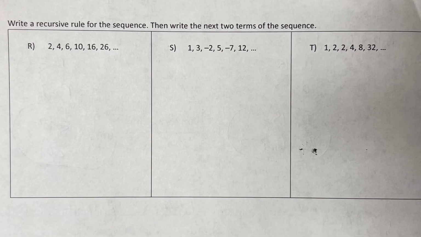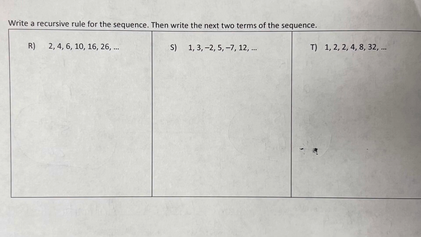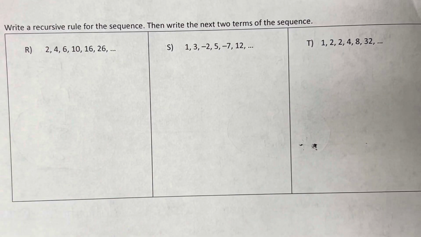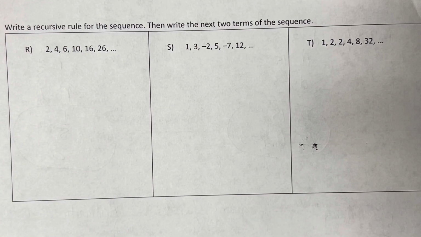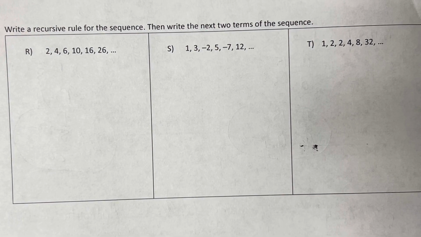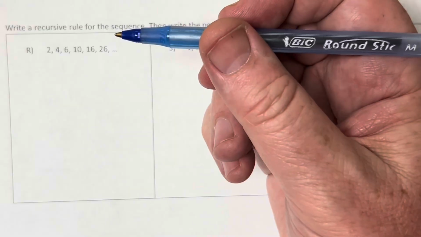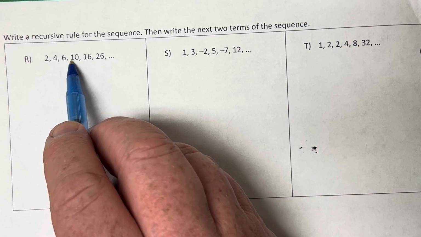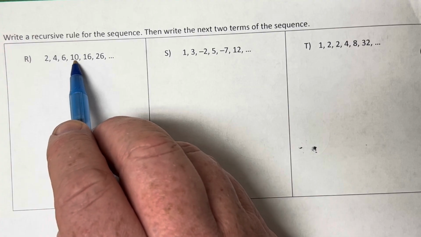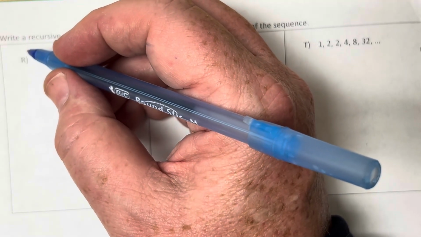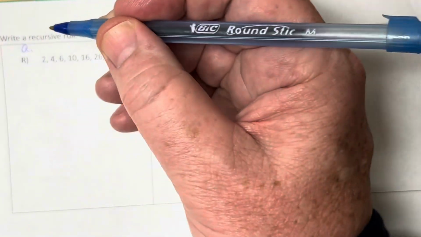All right, our last three here are not geometric or arithmetic, so these are similar to the Fibonacci sequence. So we want to discover the pattern, and even though it's not a consistent pattern with a common difference or common ratio, we can write a recursive rule describing the pattern. So here we have 2, and then 4, 6, and then 10, and then 16, and then 26. So our first term is 2.